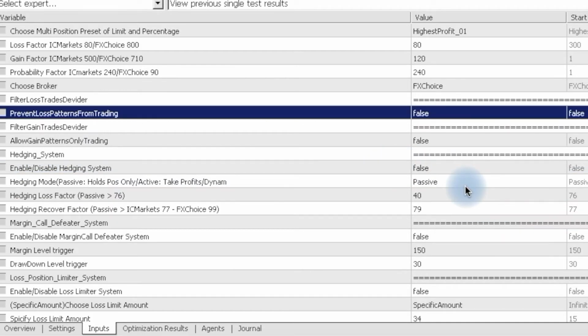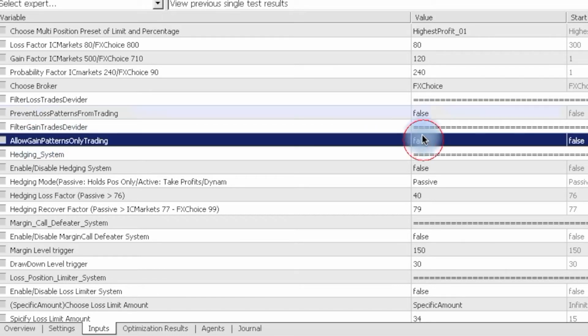Now the next field, which is prevent loss patterns from trading and allow gain patterns only trading. These are set to false for now because these are advanced options that are not enabled yet, because they need a lot of testing over a long period to see which patterns are doing well and which are not, because this EA is actually based on patterns. This EA is not based on any indicator, it's not based on anything.